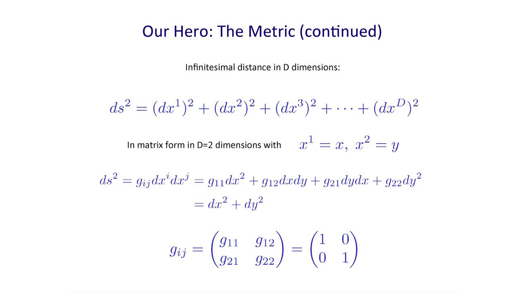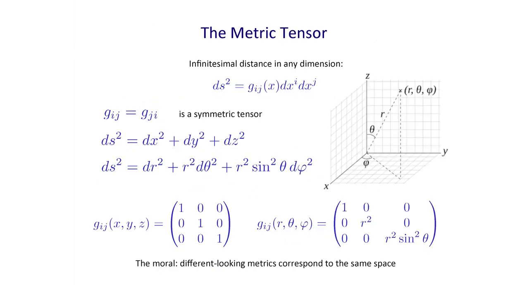So explicitly, this relationship is written here in this line. We have 4 elements, right? We sum over i and j. There are 4 elements, g11, g12, g21, and g22, and these 4 elements can be elegantly put into a 2 by 2 matrix, such as given here, and we can compare this line to this line, and we see that these 2 off-diagonal elements are equal to 0, and g11 is equal to 1, and g22 is equal to 1 as well. So this is a metric tensor in flat 2-dimensional space.